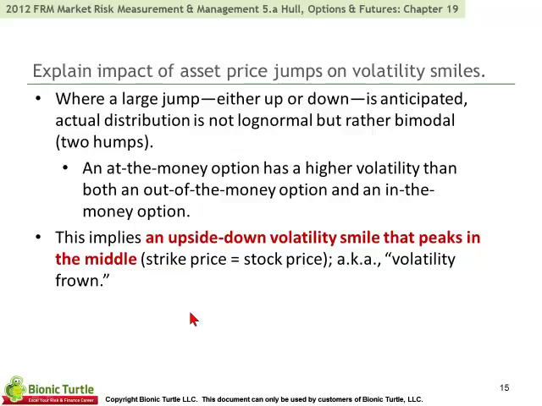So where a large jump, either up or down, is anticipated, the actual distribution is not lognormal, but may be bimodal, so you may have two humps. Now, unconditionally, this can manifest as heavy tails.